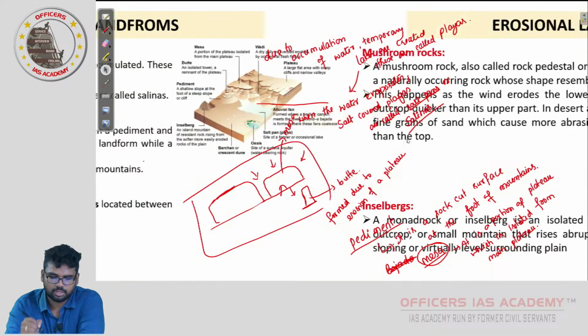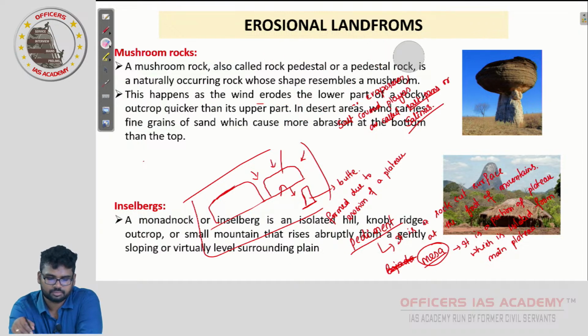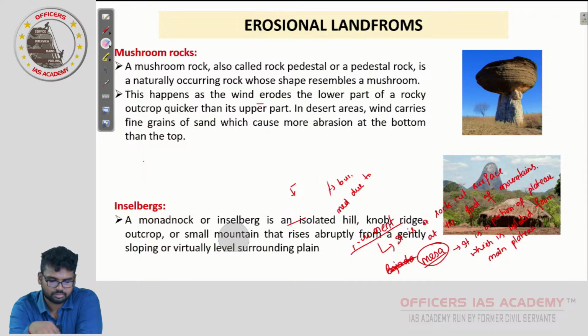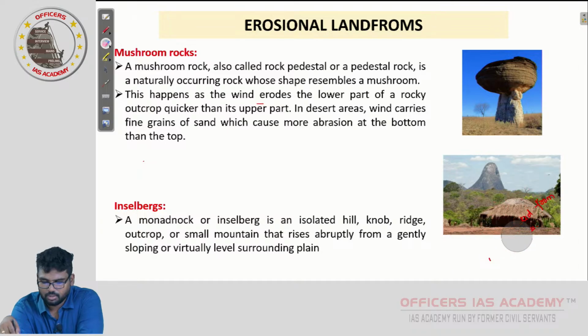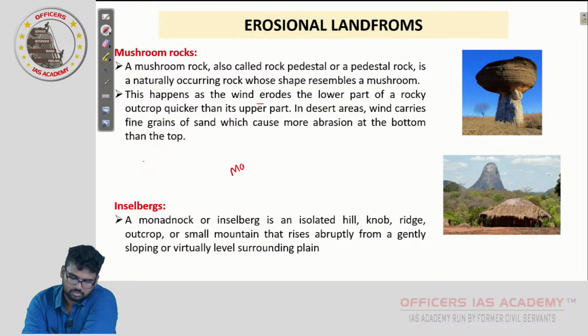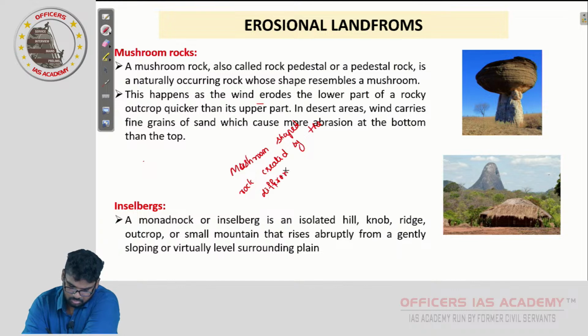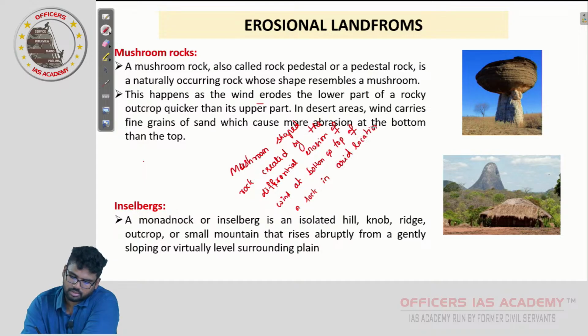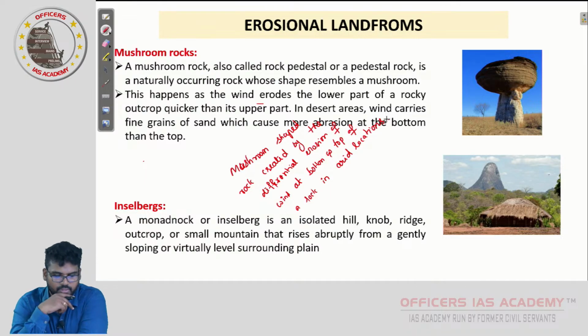Then one more thing we'll write, mushroom rock. Let's write mushroom rock. It is a mushroom shaped rock created by the differential erosion of wind at the bottom and top of a rock in arid locations.